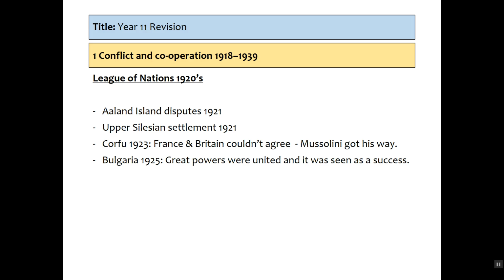Now, in the 1920s, there are some successes. We've got the Åland Island dispute in 1921, the Upper Silesian settlement in 1921, Corfu, where France and Britain can't agree and Mussolini eventually gets his own way with Italy. We've got Bulgaria in 1925, where the great powers are united. So we can certainly say in the 1920s there are some successes in these events. The Corfu crisis in 1923 stands out, as does Bulgaria. But in terms of success, you've got Vilna, the Polish-Lithuanian dispute, that is a success, Upper Silesia, etc.